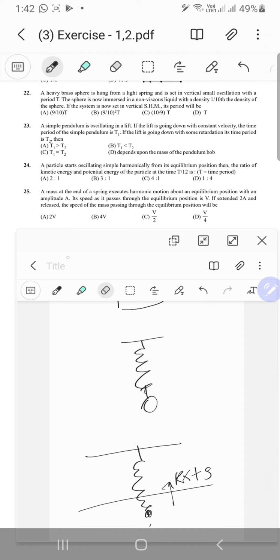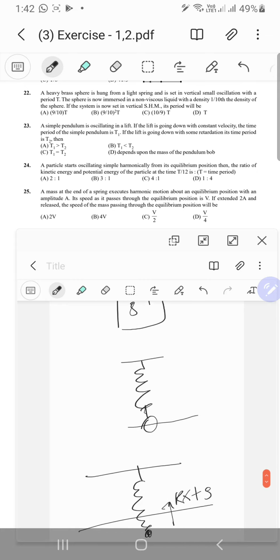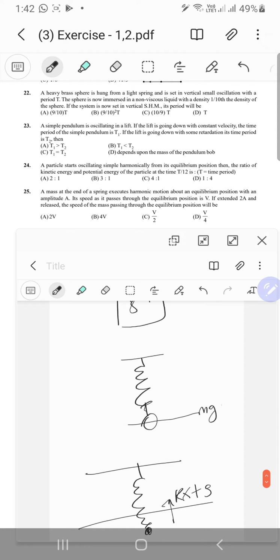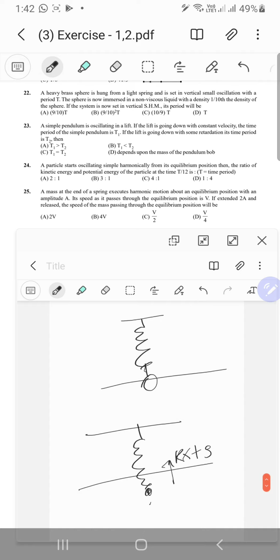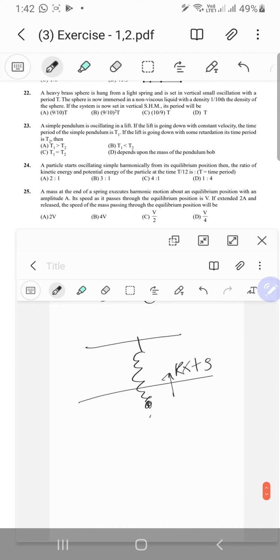So this guy has mg as its weight. Suppose this is its equilibrium position. At this point, its length is something. Okay, I just got mg. That's the thing. So F is kx. So yeah, that would just be kx, the force on this. Now what's the force on it?